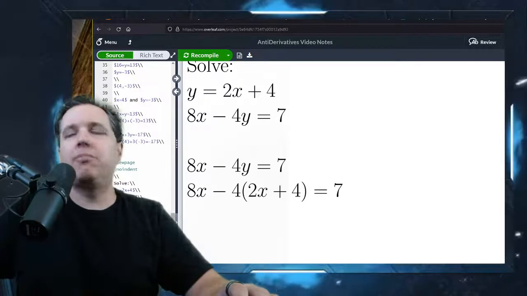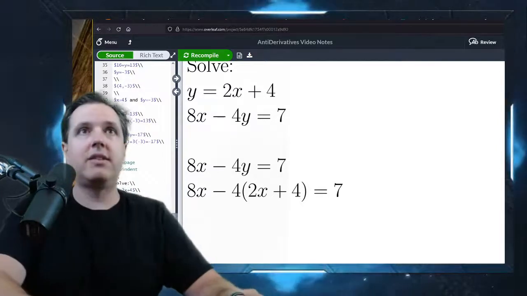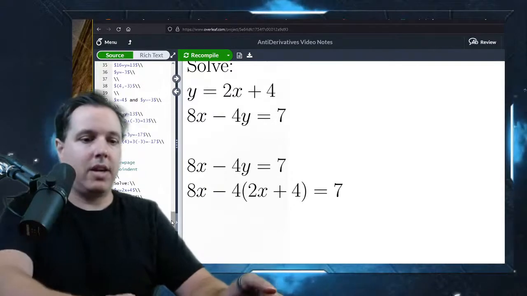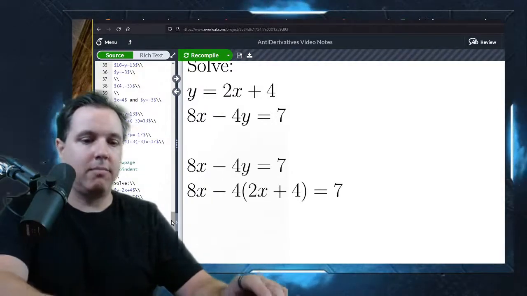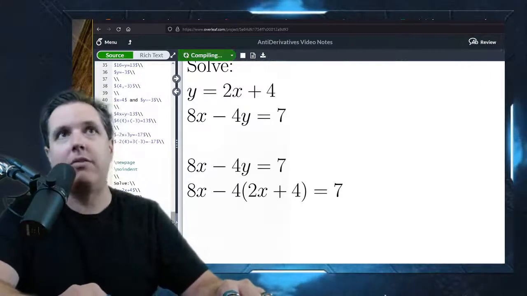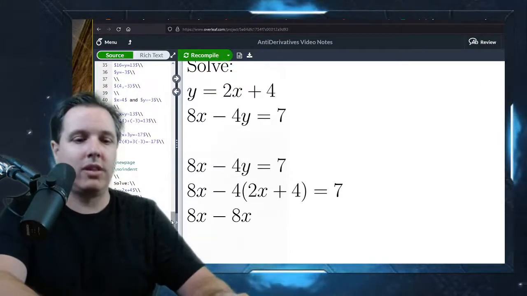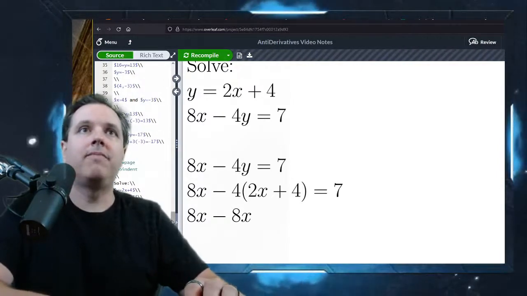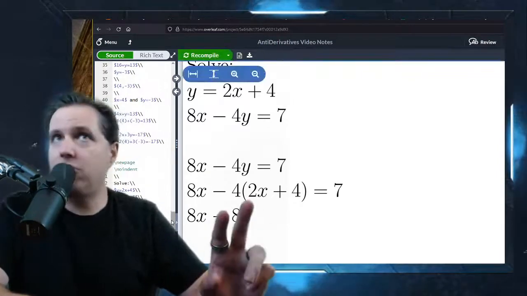All right, so now let's progress through where we solve this equation. So that's going to be 8x minus 8x. Oh, yeah, some of you might already see what's going to happen here, right? But if not, that's okay. All right, we'll continue. Minus 16 equals 7. So all I did was the distribution there.